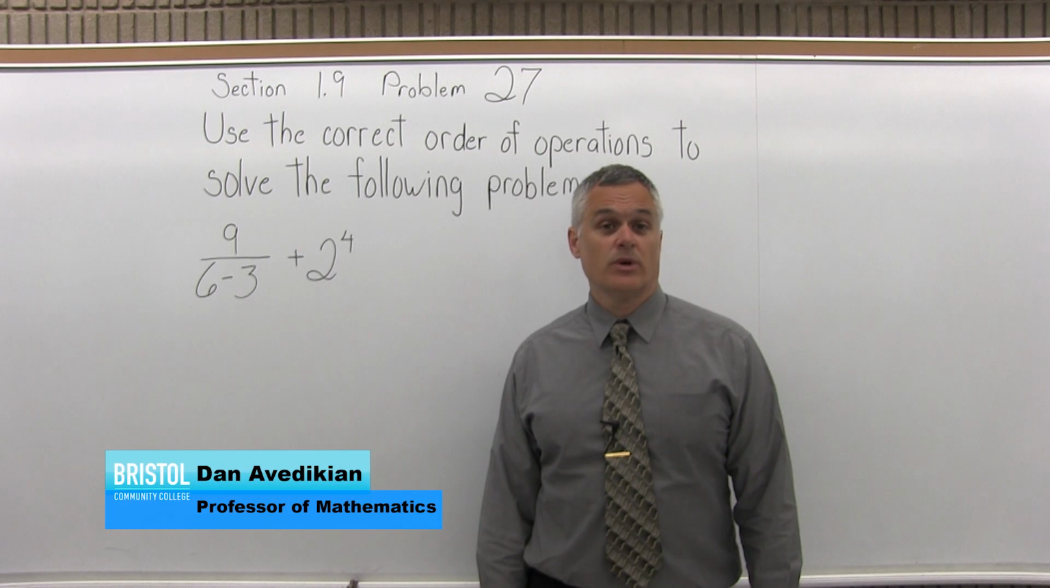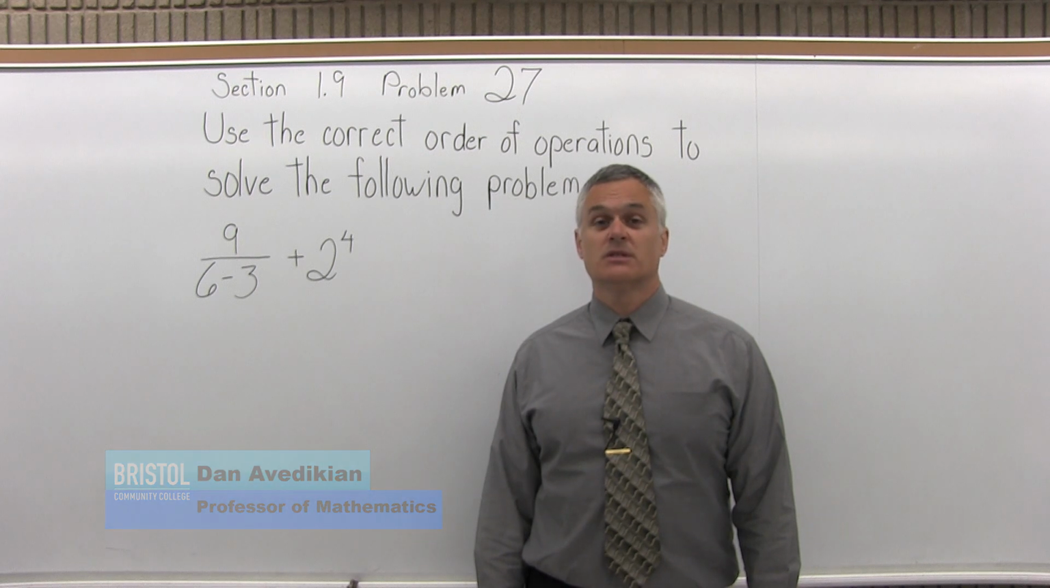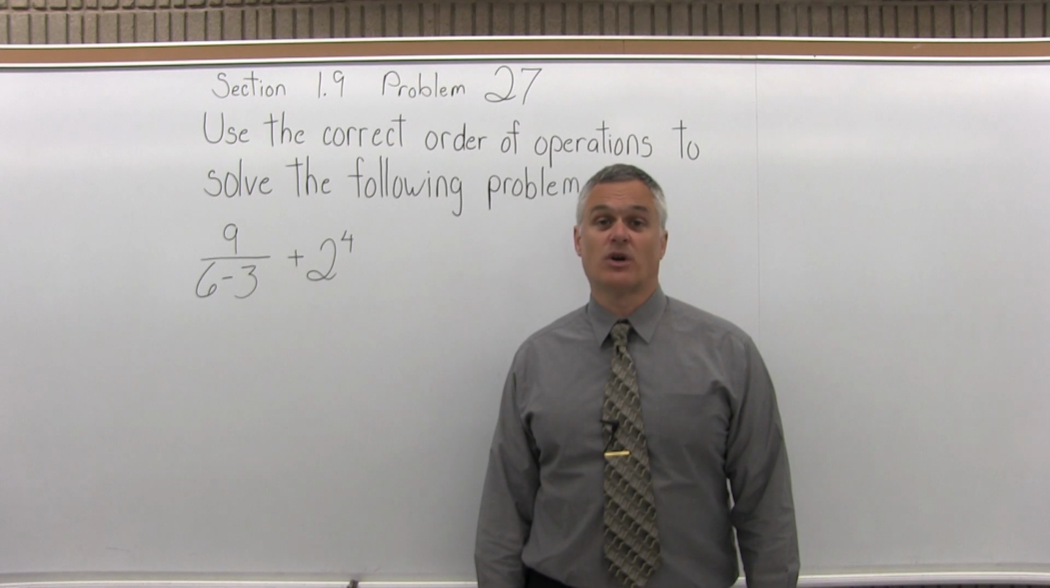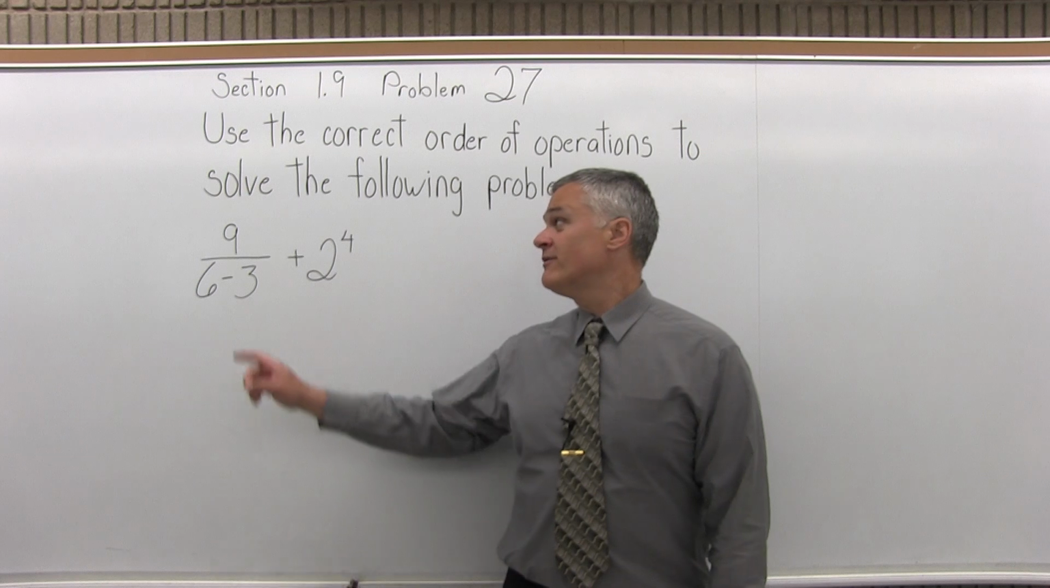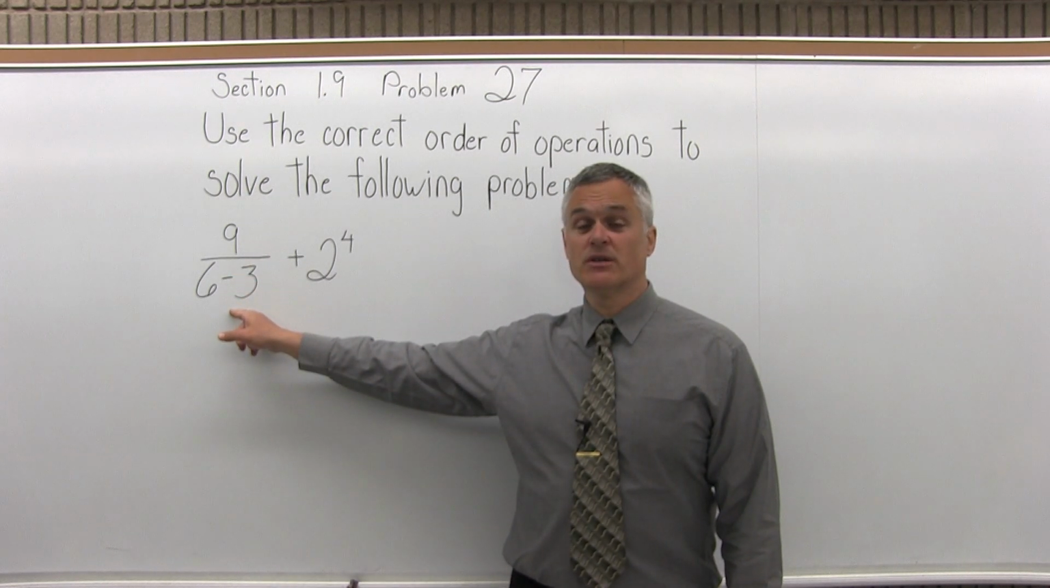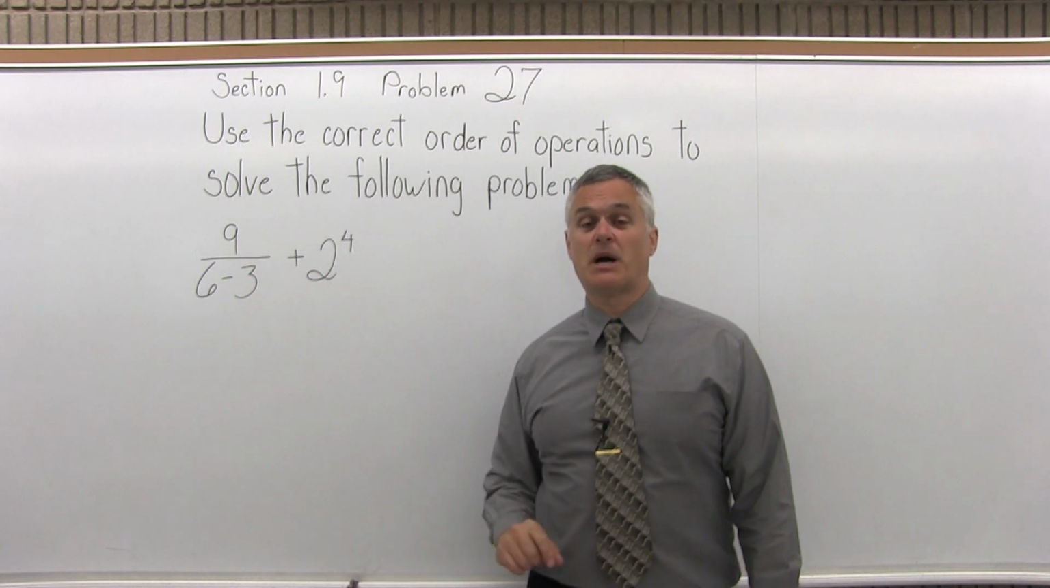This is Section 1.9, Problem 27. It says use the correct order of operations to solve the following problem. And we have 9 over 6 minus 3 plus 2 to the 4th power.